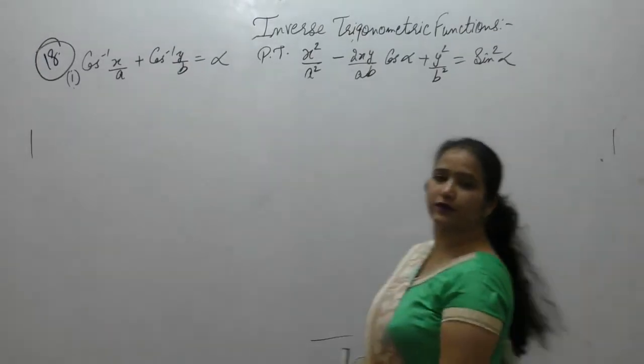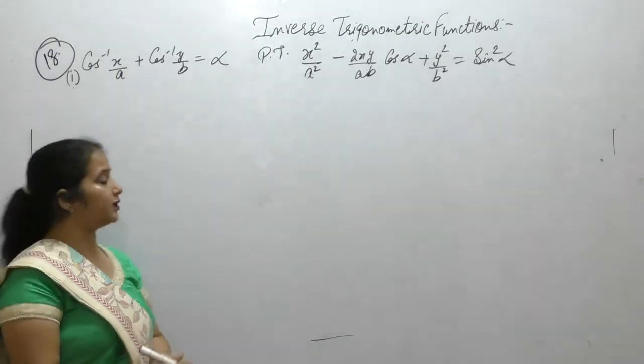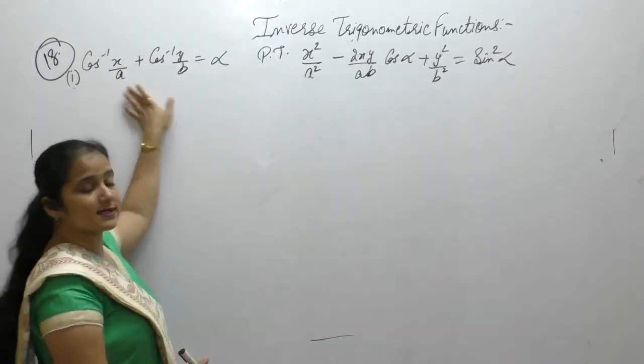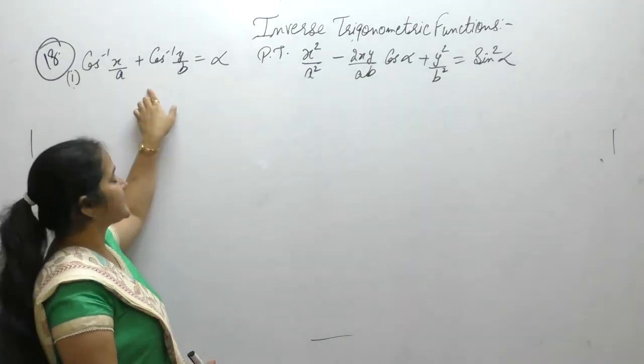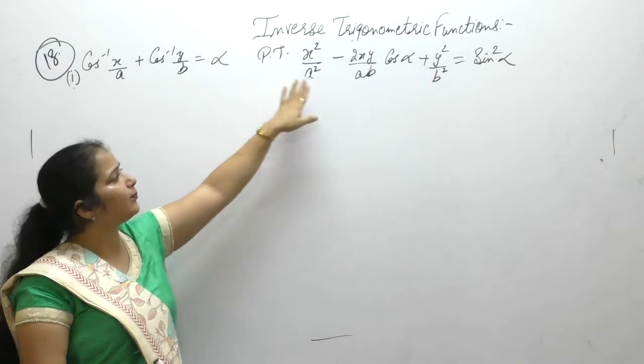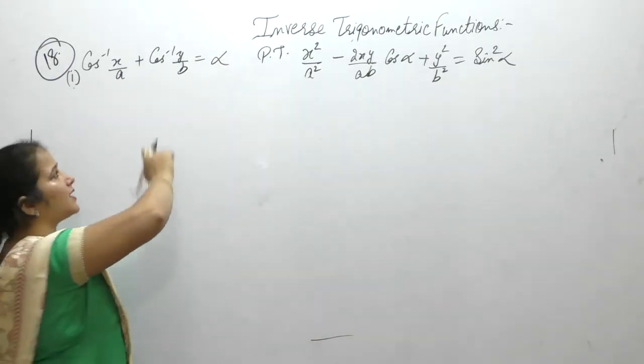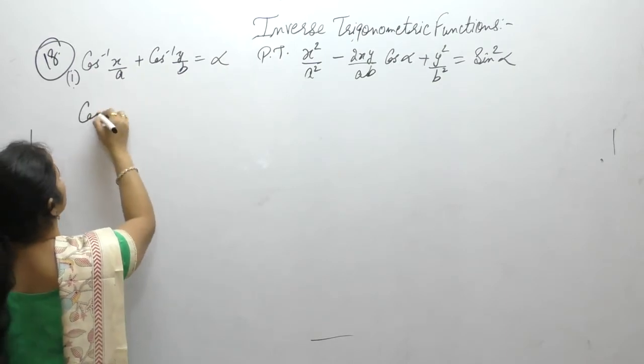Hello students, we were doing inverse trigonometric functions. Today we are going to start the next question, question number 18. If cos inverse x upon a plus cos inverse y upon b is equal to alpha, prove that this. Now on the left hand side, use the formula for cos inverse x plus cos inverse y.